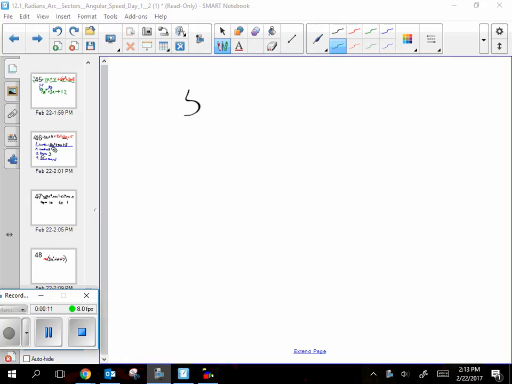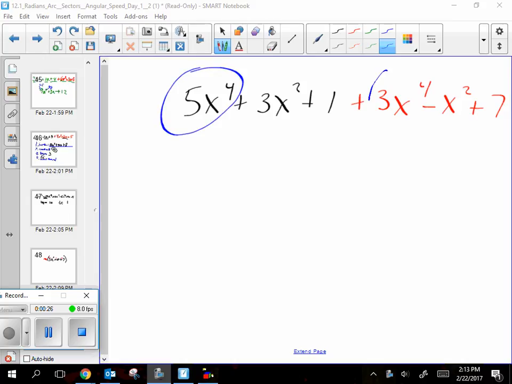If you're adding this polynomial to this polynomial, then I just have to put things that are like terms together. Like these guys, I say they have the most power because they have the biggest power. It's kind of like they're the generals. They're the most powerful here. And those guys go together and make 8x to the fourth, because 5 and 3 makes 8.